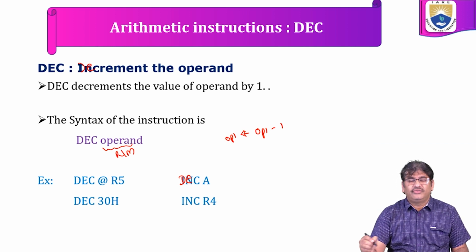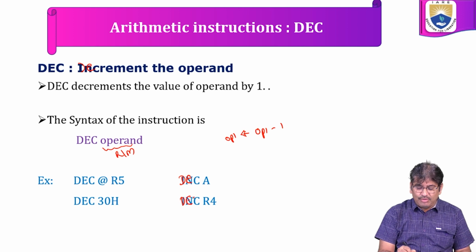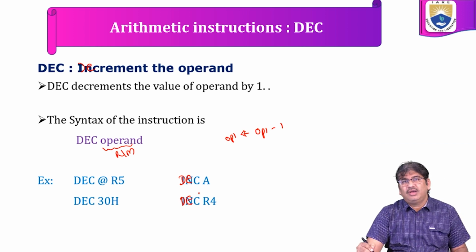DEC 30H, which is 30H, here it is a memory location. The contents of the memory location with the address 30H will be decremented by 1, and the result will be stored at the memory location 30H. DEC R4, which is the contents of the R4 register will be decremented by 1, and the result will be stored in the R4 register.